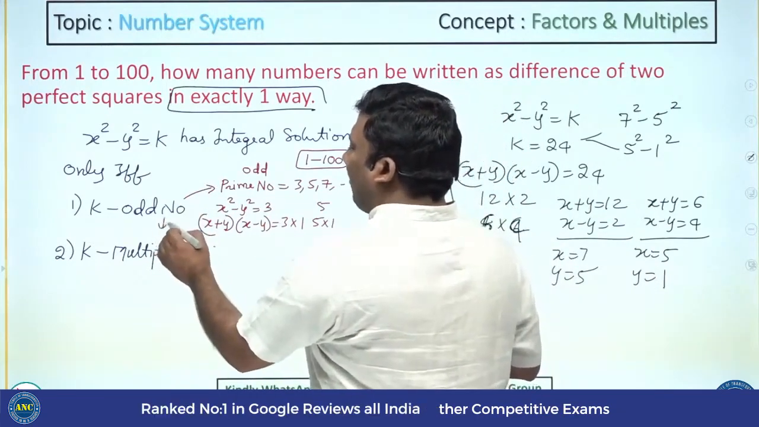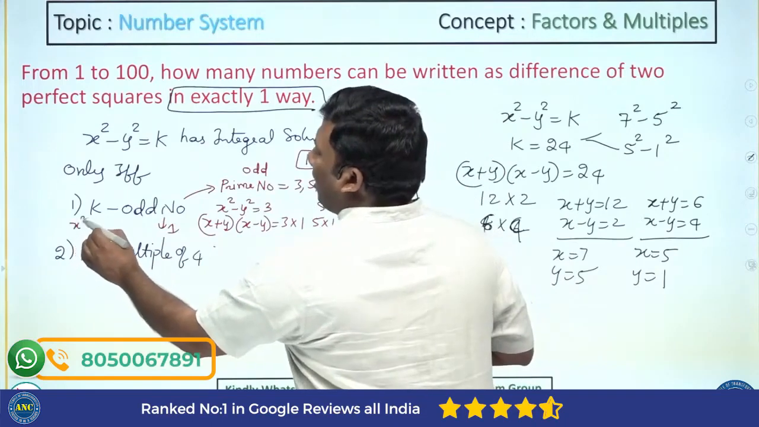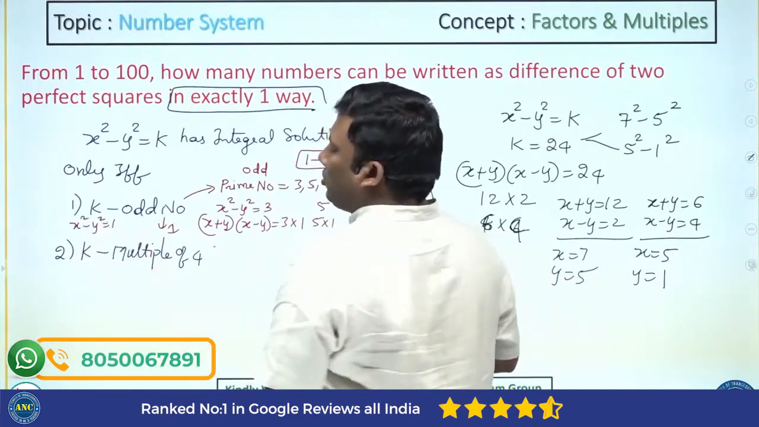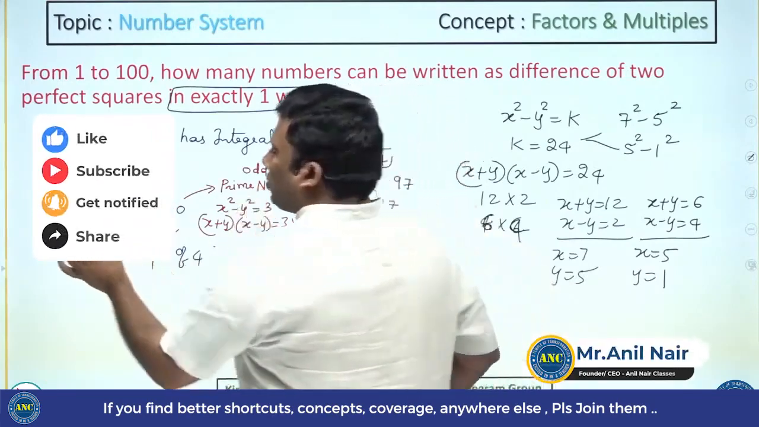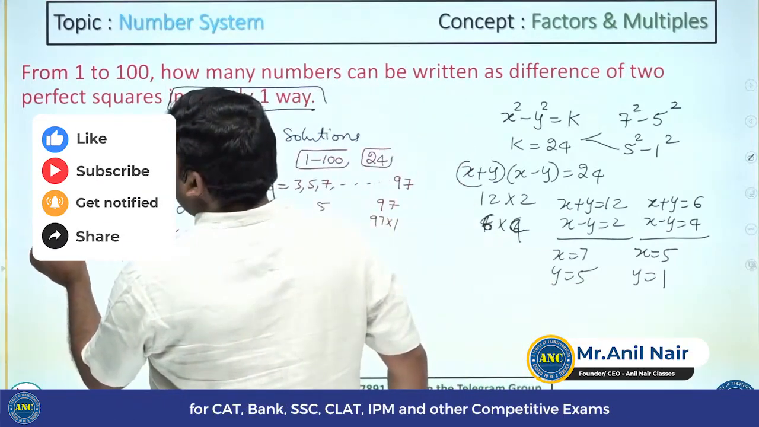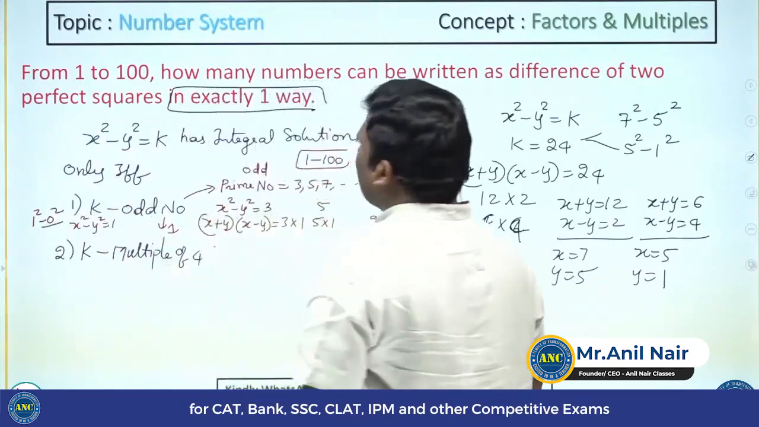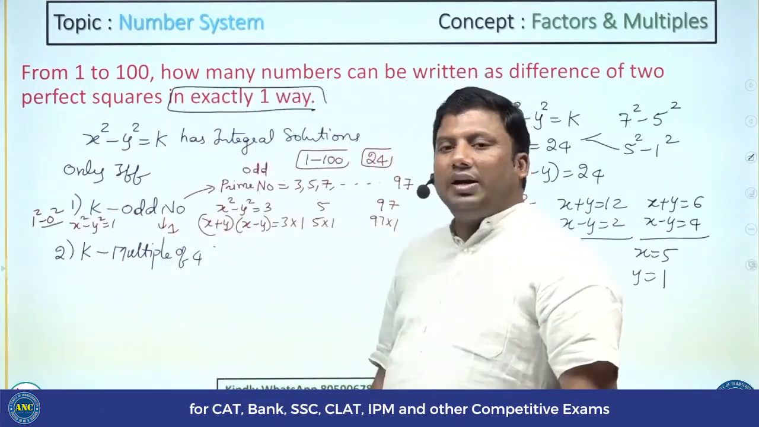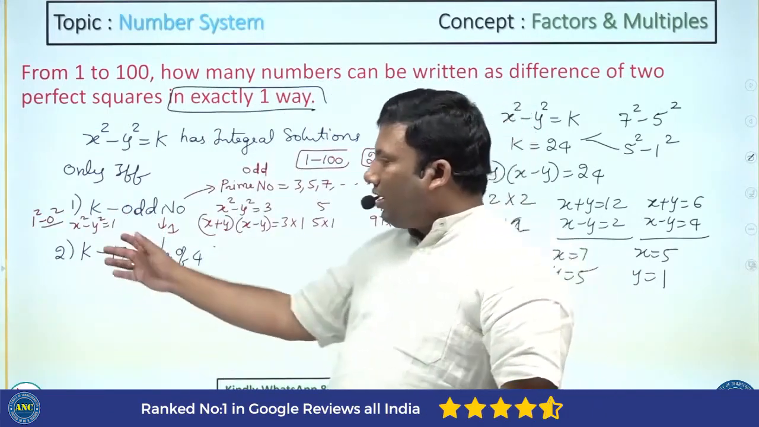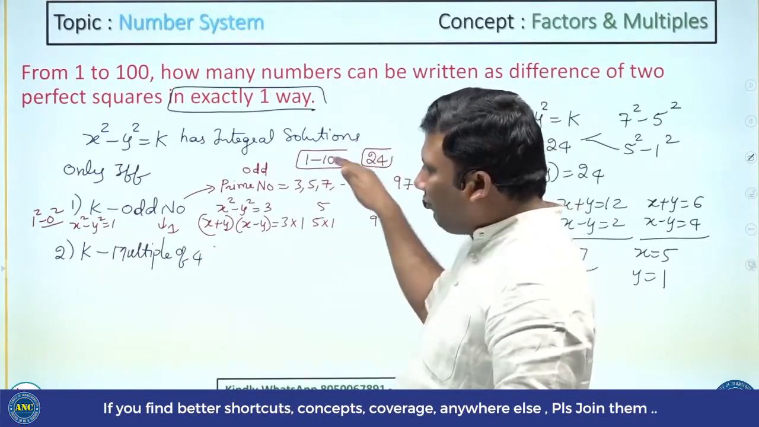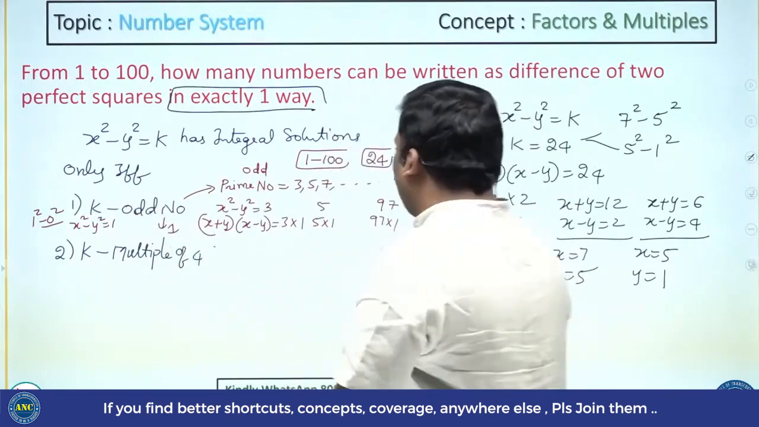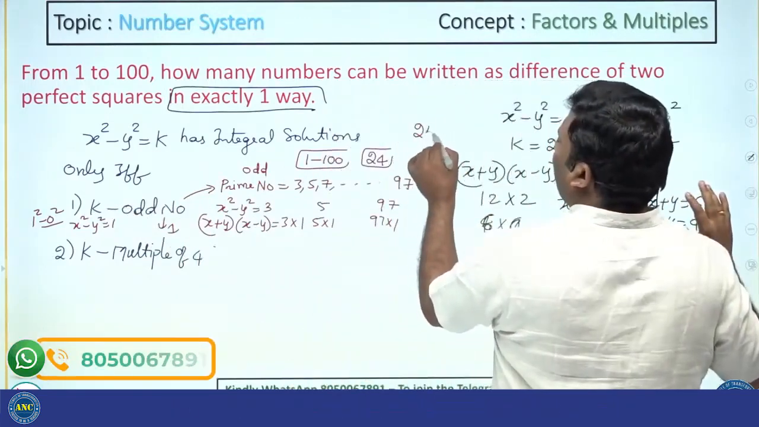Let me take k value 1. x square minus y square equivalent to 1. 1 square minus 0 square is possible, right? So 1 square minus 0 square is 1. So from 1 to 100, there are 24 odd primes, and k can take 1. So 24 plus 1, 25.